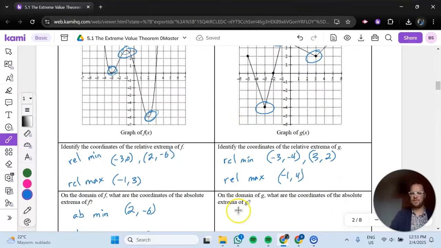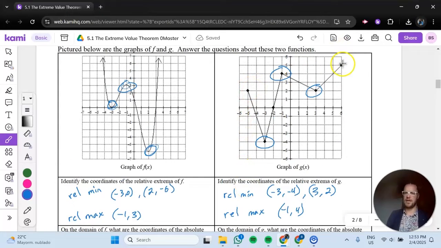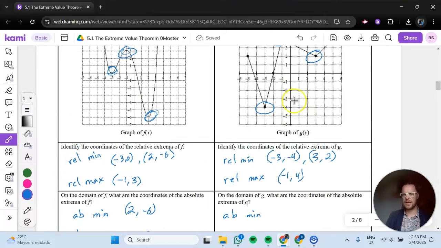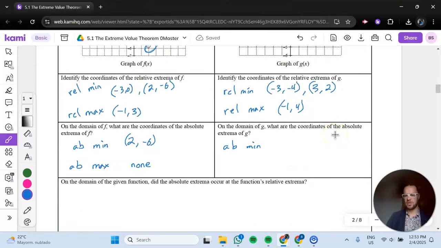Now, same kind of idea. If we look at the domain, this time our domain does have an ending. It doesn't just go on and on forever. So it'll be a little bit different. Let's start by looking at our absolute minimum. Well, like last time, in this case, the lowest point this ever gets to is right here, which is at -3, -4. Our absolute max, on the other hand, is going to be different.